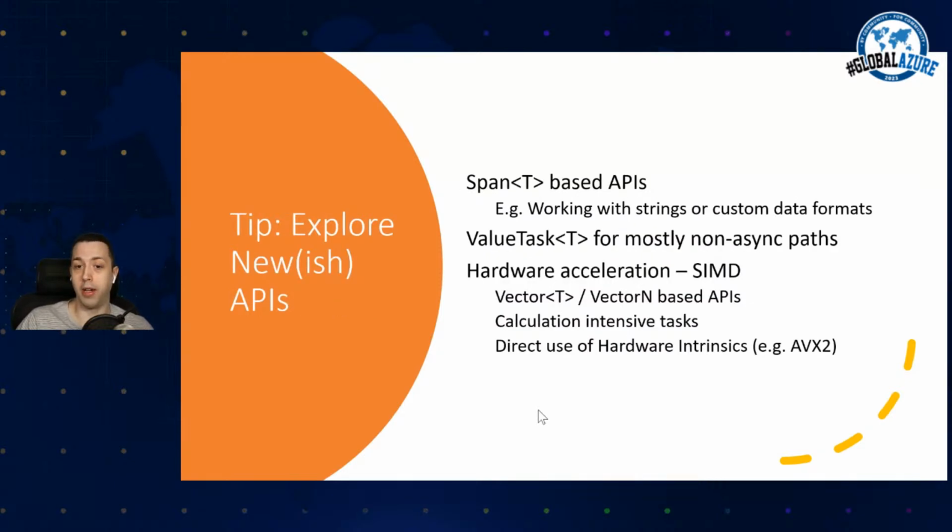There are also some new APIs, which I encourage you to look into, like span-based APIs if you're working with custom data formats, but also a lot of APIs in .NET are now using these span-based APIs behind the scenes. If you're doing async stuff, maybe look into value task. And if you're doing calculation-intensive tasks, maybe look into hardware acceleration using the vector of T-based types. But if you're crazy like me, sometimes you can get down to even using the hardware instructions directly, since .NET makes them available to you.